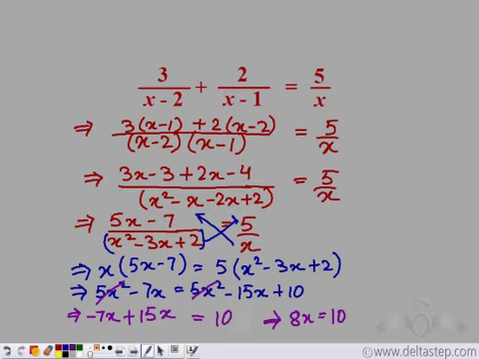Now we need to transpose this 8 to the right hand side. So we'll have x is equal to 10 by 8, which is 5 by 4. So x is equal to 5 by 4 is the solution of this equation. So we have solved it using cross multiplication. So x is equal to 5 by 4 is the solution. You can substitute the value of x on the left hand side and the right hand side and verify that both will be equal.